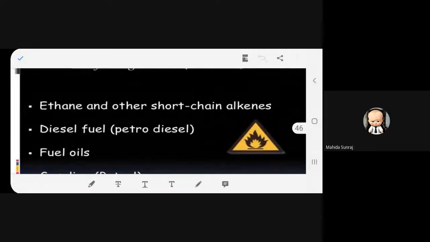Ethane and other short chain alkenes. Fuels: petrol, diesel, fuel oils.